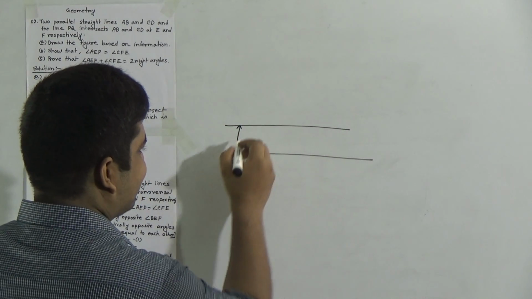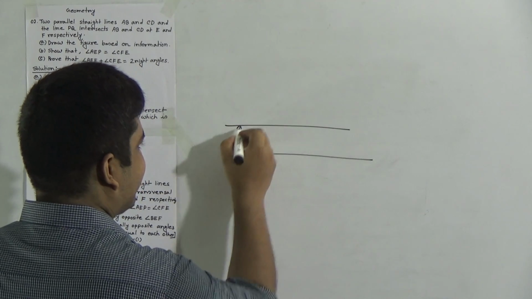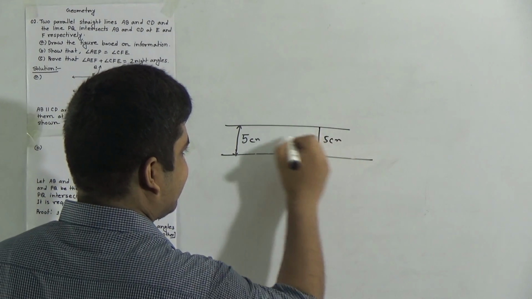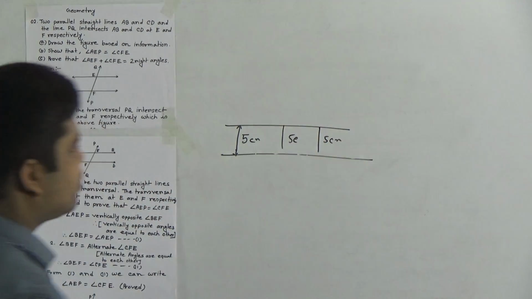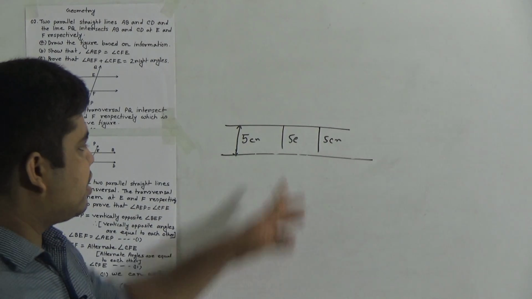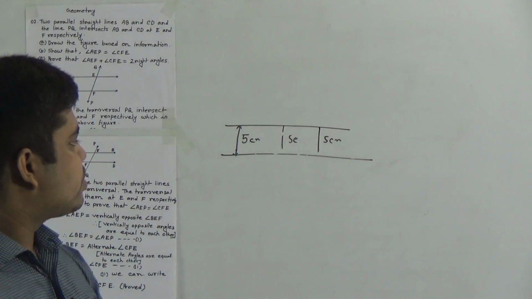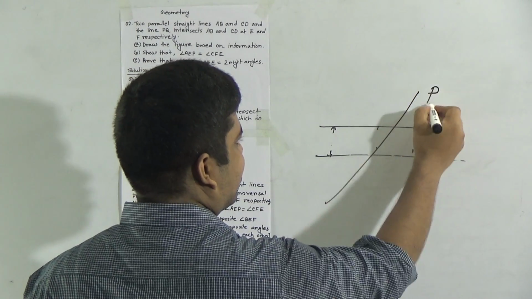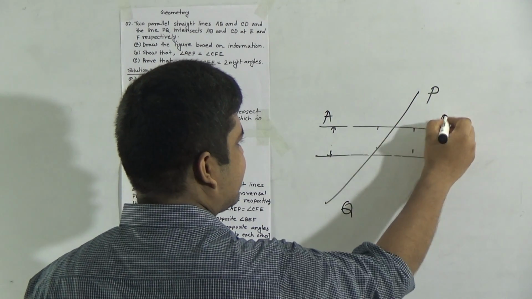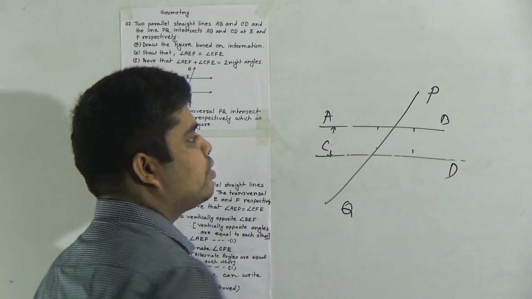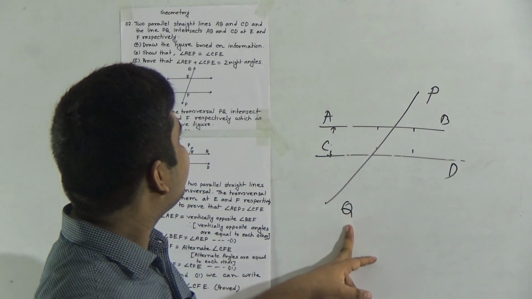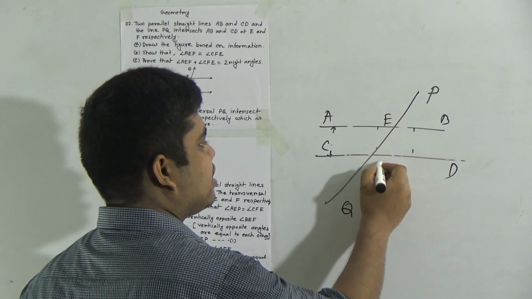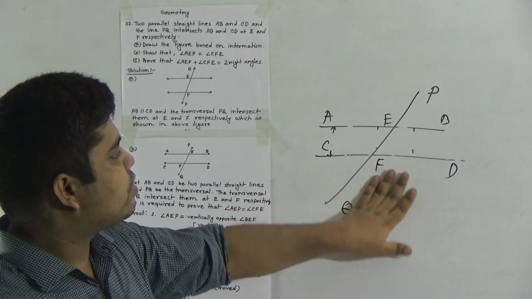Notice, if from this point to this point the distance is 5 centimeters, then this is also 5 centimeters, and this is also 5 centimeters. So if all the distances are the same, then these two lines are called parallel lines. Okay, so these two lines are parallel lines. Suppose AB and CD are two parallel lines and PQ is the line which intersects AB at the point E and CD at the point F. We want to draw this figure first.